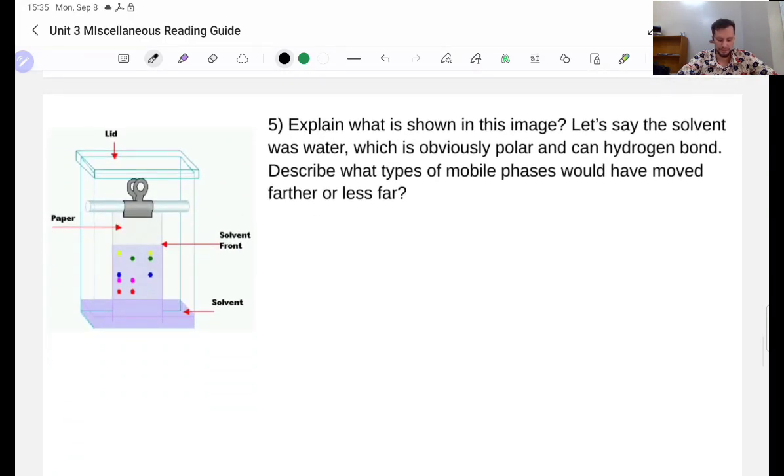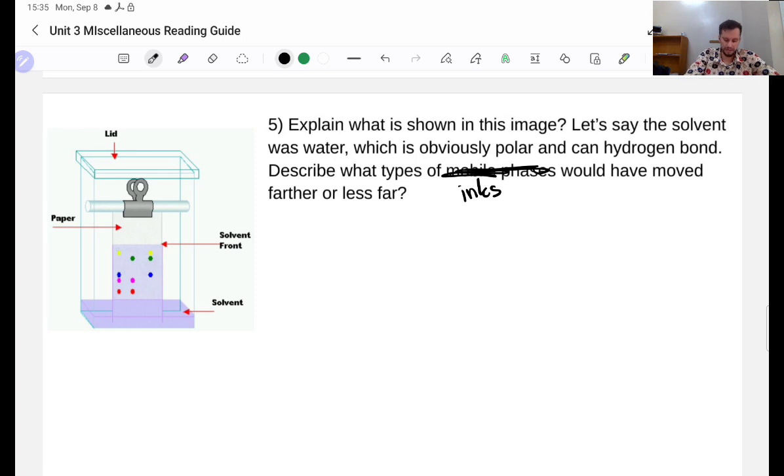Explain what is shown in this image. Let's say the solvent was water, which is obviously polar and can hydrogen bond. Describe what types of inks, let's say, would have moved farther or less far, because the mobile phase is the water, the stationary phase is the paper. Go ahead and answer this, and then we will go over it.